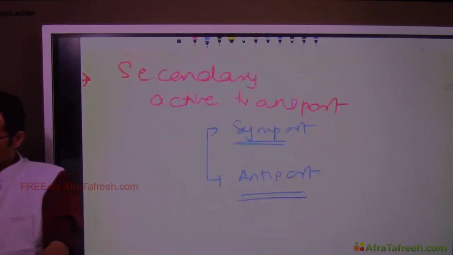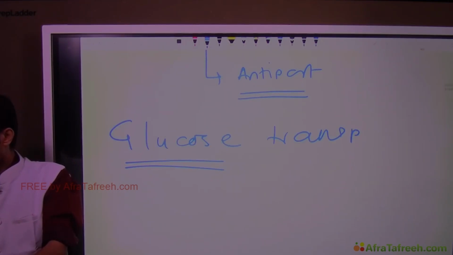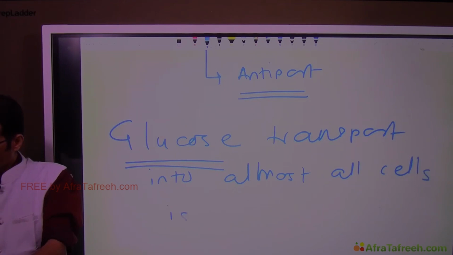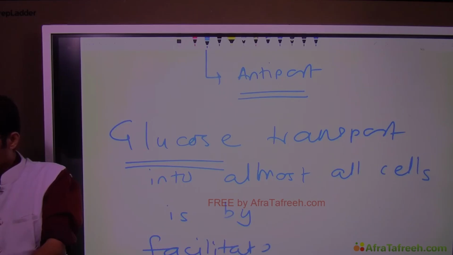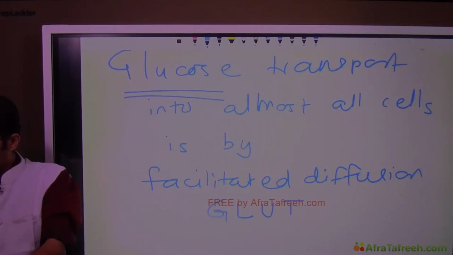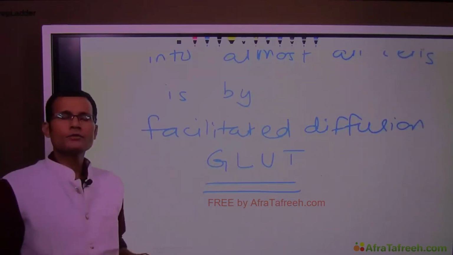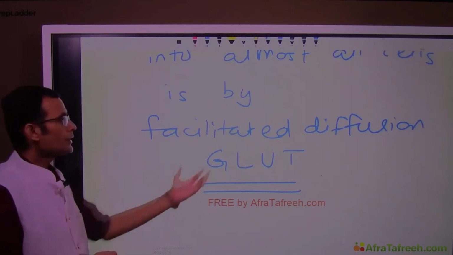Let's now see the example. And the example is glucose. Glucose transport into almost all cells of the body is by facilitated diffusion. And actually we are talking about the transport proteins. So the transport protein is GLUT, as it's called. So glucose enters the cells of the body generally by using this carrier called GLUT.